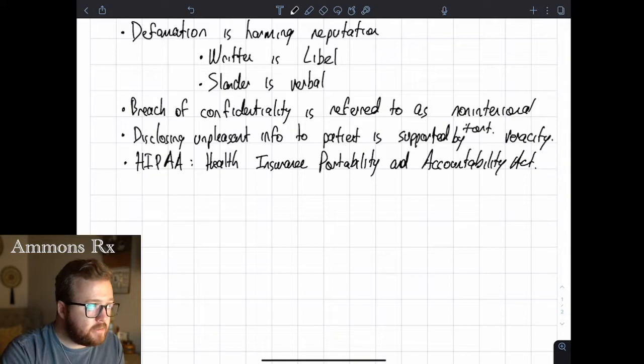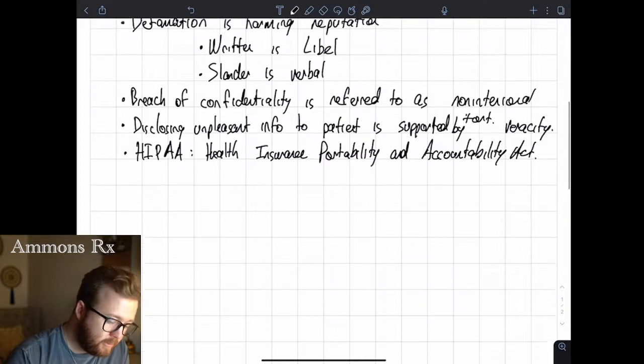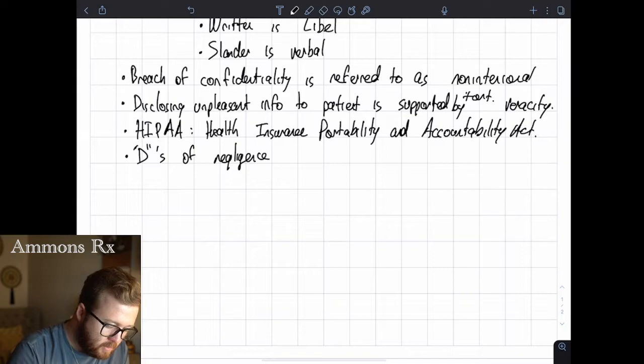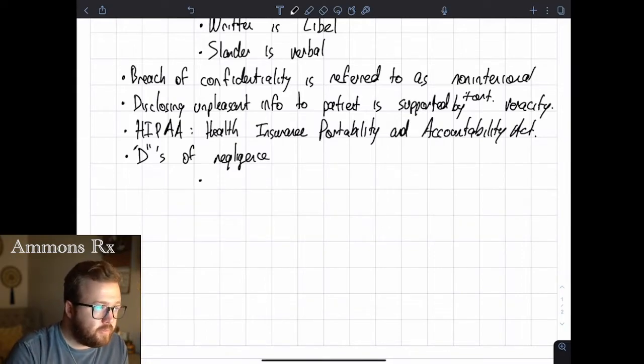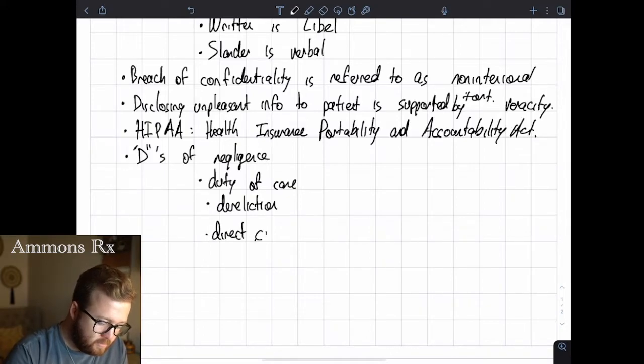How many D's of negligence are defined? So there are 4 D's of negligence. And they are: we have duty of care, we have dereliction, we have direct cause, and we have damages.